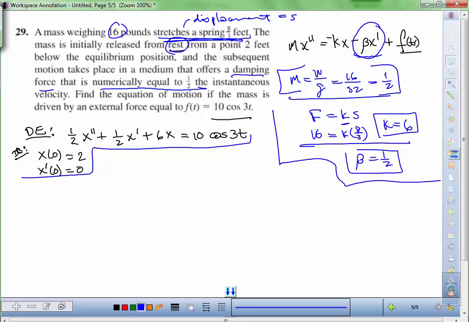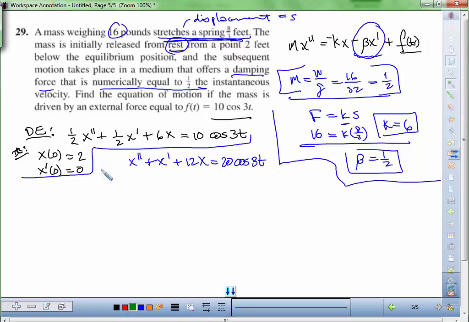All right, let's solve for this. Let's rewrite our differential equation so that it doesn't have that number in front, and we won't have to deal with fractions. So x double prime plus x prime, and then we have to double the 6, so that's 12. And since we did that, we also have to consider doubling our external force function. Okay, we're ready to go.